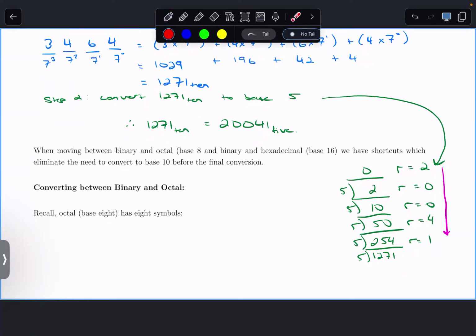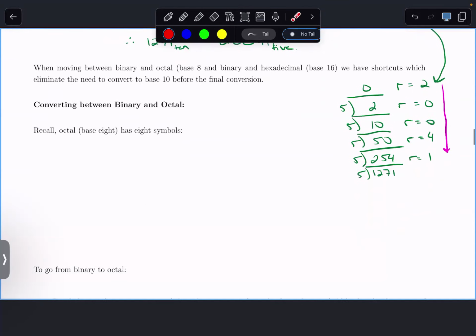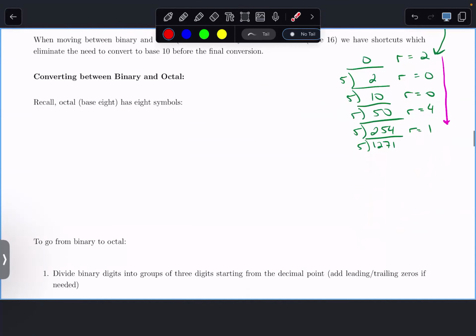Maybe you know the shortcuts already. Going between binary and octal, for example. Do you know the shortcuts? Not yet. Okay. I'll beat them to the punch.